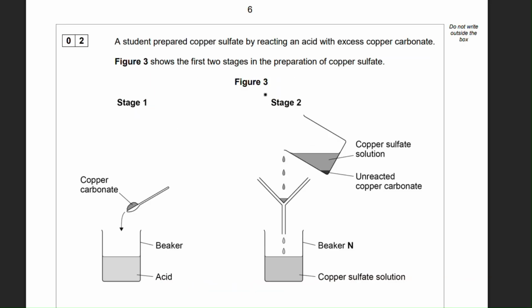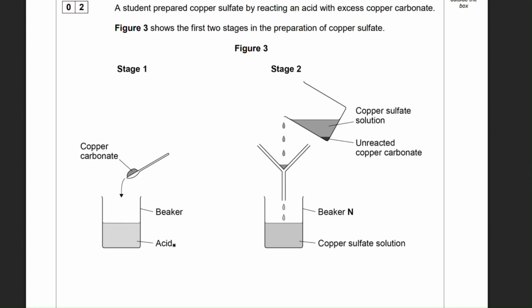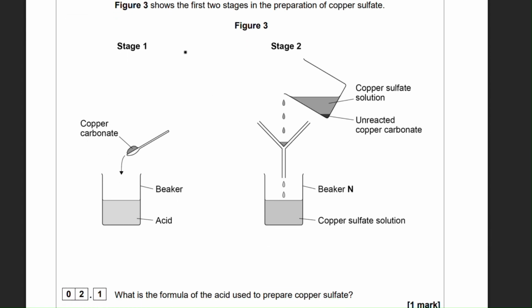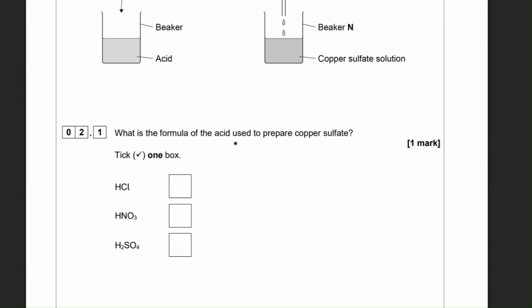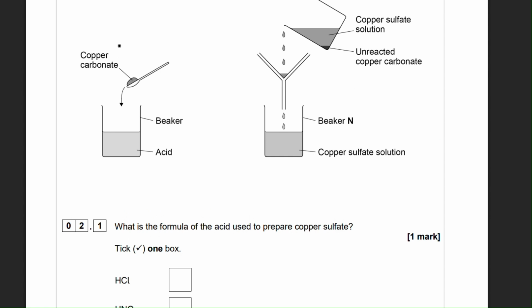Question 2 is about making a soluble salt, and what you're doing, you're taking copper carbonate and you're adding it into a beaker which has some acid in it. For these sort of questions, I always make sure that I understand what's going on, and usually some diagrams are given. The first question is a simple multiple choice. What is the formula of the acid used to prepare copper sulfate? At the beginning we had copper carbonate, reacted it with the acid, and we ended up with copper sulfate.